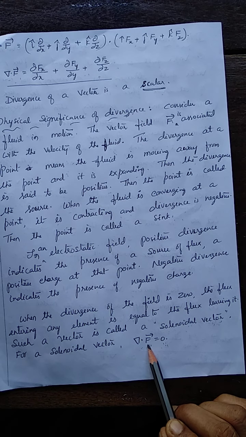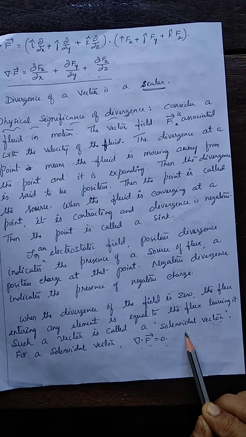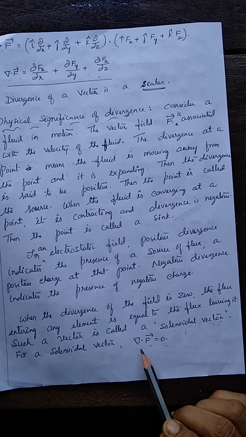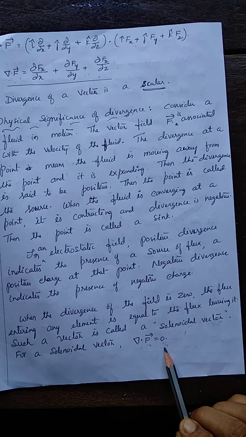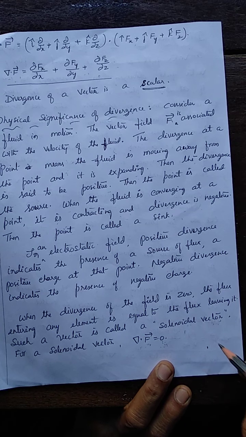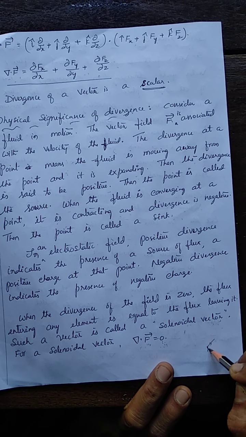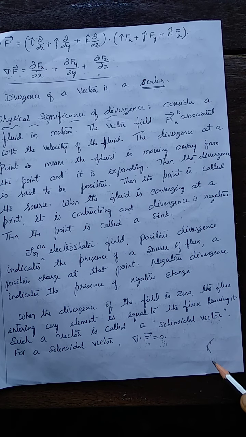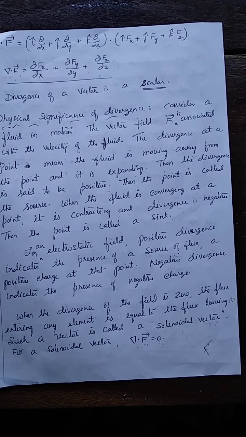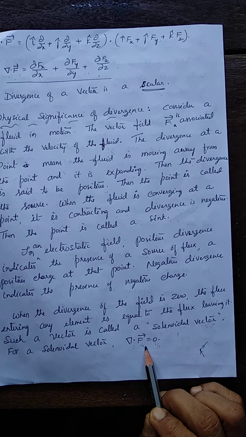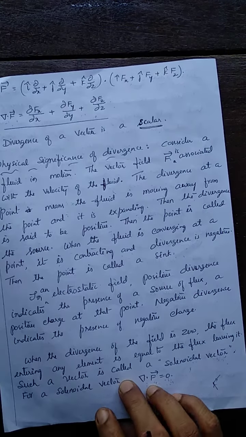Suppose we have a vector field F. If that vector field is solenoidal, then del dot F equals 0. Del dot F equals 0 means that at a given point, the flux diverging from the point is equal to the flux converging at the point. The total flux moving outward is equal to the total flux moving inward. In that case, del dot F equals 0. This is about the solenoidal vector.